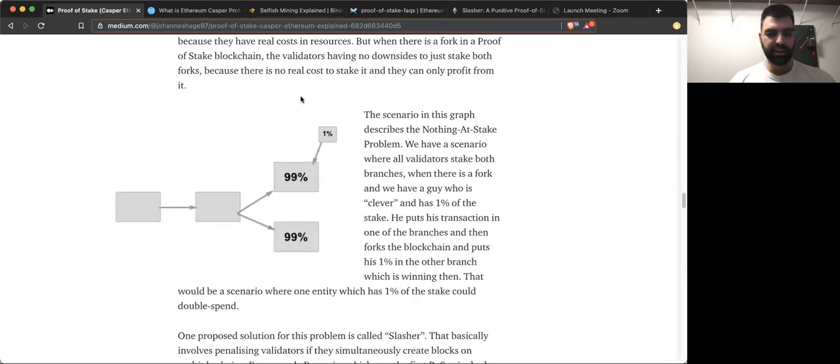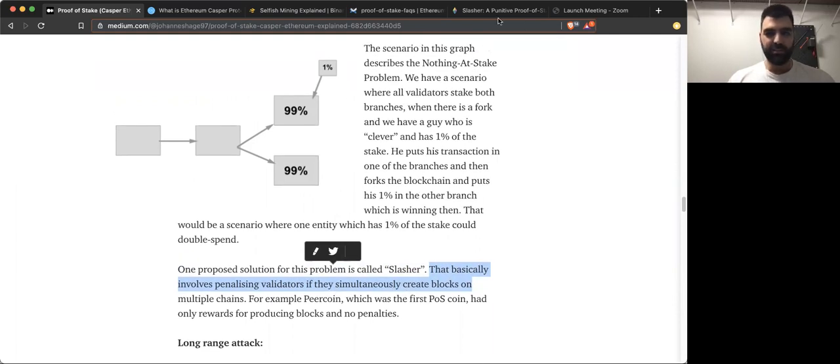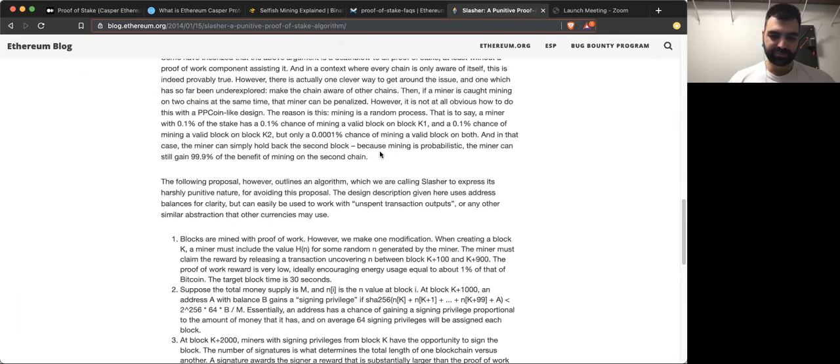But the proposed idea to prevent this is something called Slasher. And what this does is it basically penalizes validators if they simultaneously create blocks on multiple chains. Mhm. And how does that work? That's just some words, but how does that work?